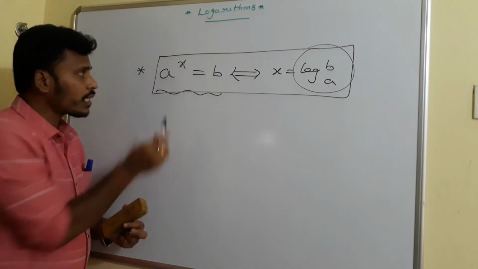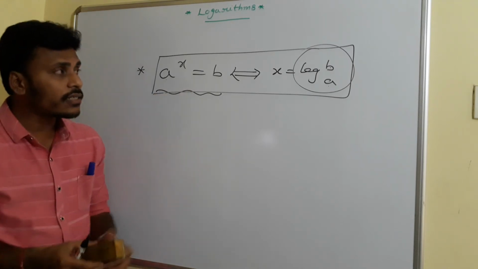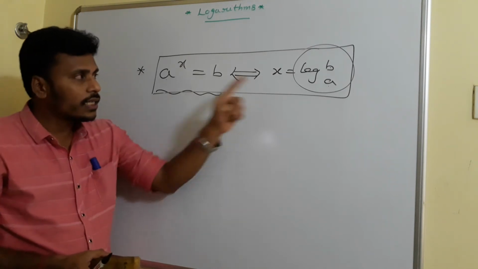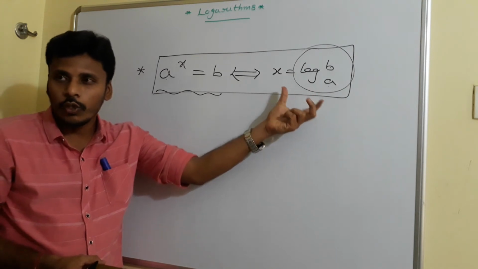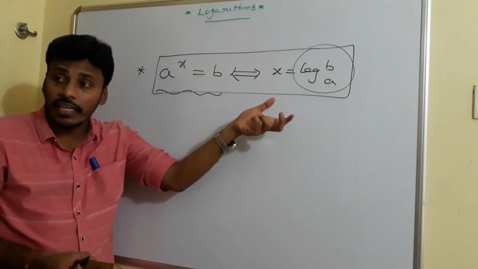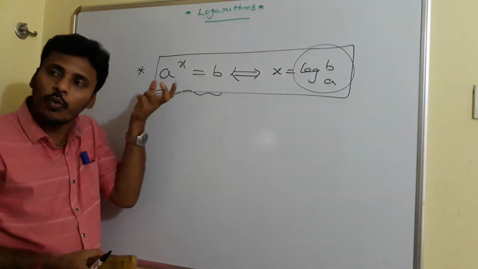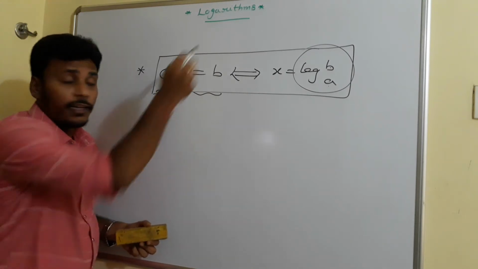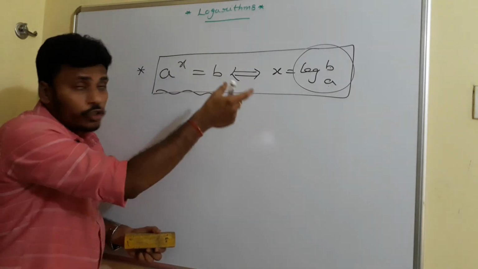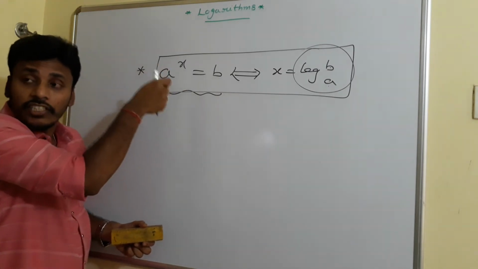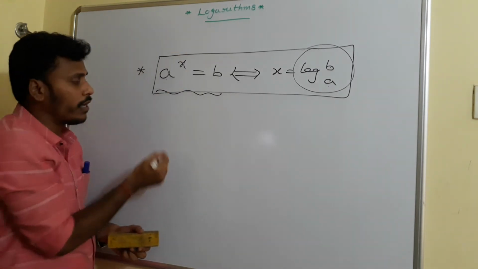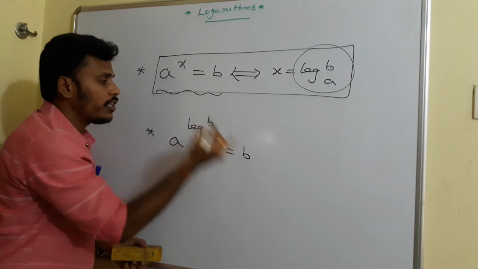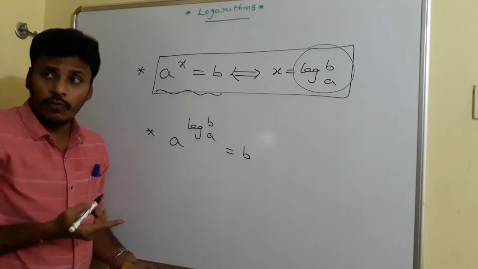Look here carefully. This is a to the power x is equal to b and this is x is equal to logarithm of b base a. Now just catch this x and replace this x value with logarithm of b base a in your exponential form, in your left hand part. See what is going to happen here? You just write log b base a in the place of x, then you will get a beautiful law that a to the power logarithm of b base a is b. Is it right?